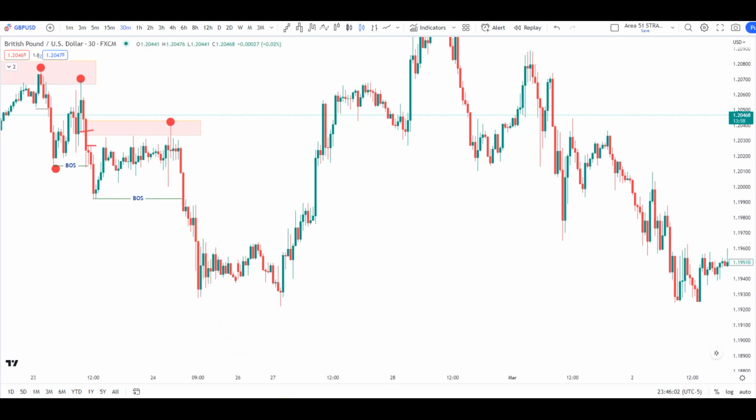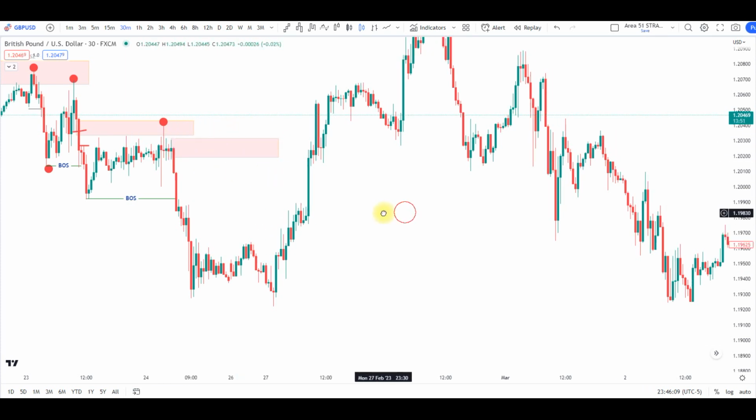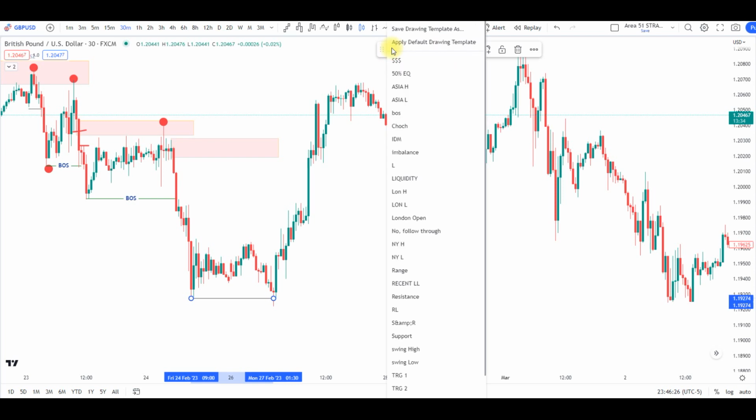Price created some type of supply here. It did not go back to the supply, so it kind of created a change, a reversal somewhere there, but we'll find out. Now over here we have a pullback which broke the previous candle high, so this is a valid pullback. Now over here we have another break of structure, which is a sweep of liquidity.